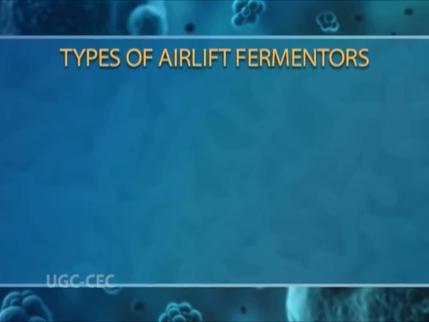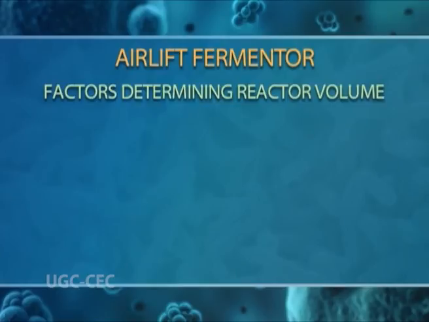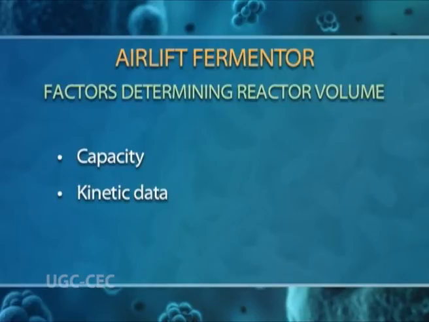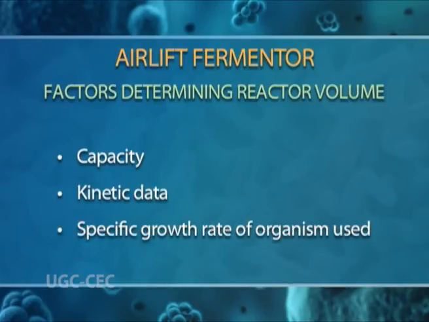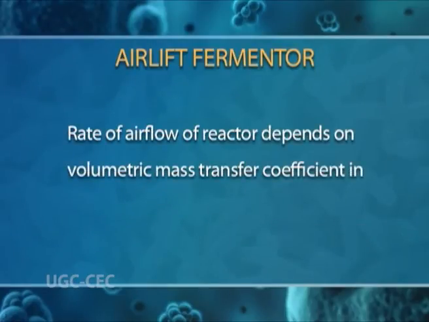The air-lift fermenter works on the principle of an air-lift pump. It is of two kinds: internal loop type, external loop type. The reactor's volume is determined by its capacity, kinetic data and specific growth rate of the organism used. The rate of airflow of the reactor depends on the volumetric mass transfer coefficient in the reactor system.